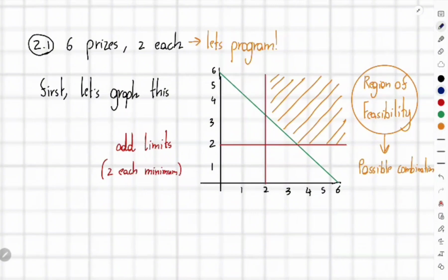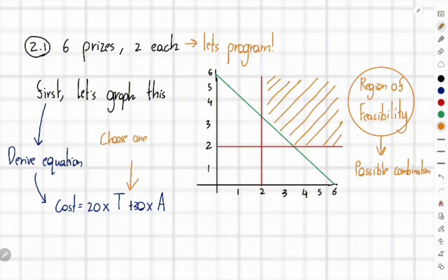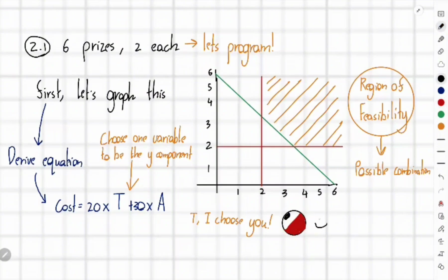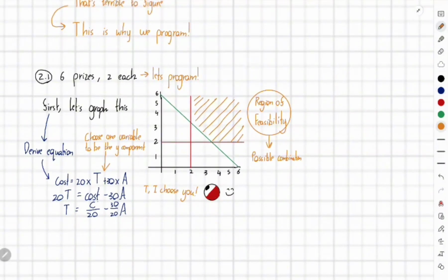When we see graph, we must think of equations, and hence, we derive an equation for the cost. The cost is the price times the amount, so 20 times toasters and 30 times air fryers. Here, we have to make a choice to set one of our variables, toasters or air fryers, as the x and y axes. This is important as we'll be deriving an equation where one variable, the y-axis, is related to the other variable, the x-axis. I arbitrarily chose t, but a would have worked as well. Through deriving, we find that t is equal to the cost over 20 minus 30 over 20a.